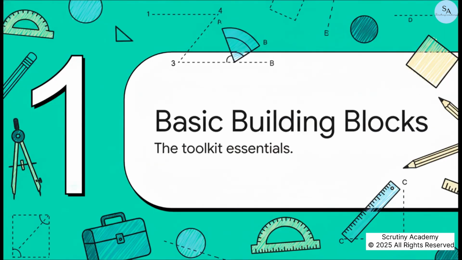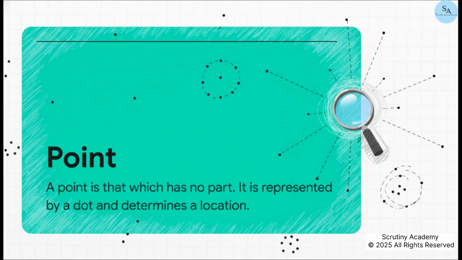All right, first up, before we can build anything, we need to get our tools in order. And these are the most essential, the most basic building blocks in all of geometry. First tool in the box, the point. Just think of it as a single, perfect location in space, kind of like a pinprick on a map. It has no size, no width, no length, nothing. It's the simplest idea, but literally everything else is built from it.